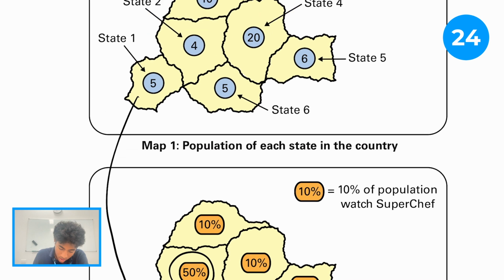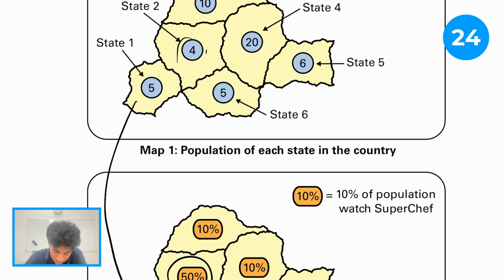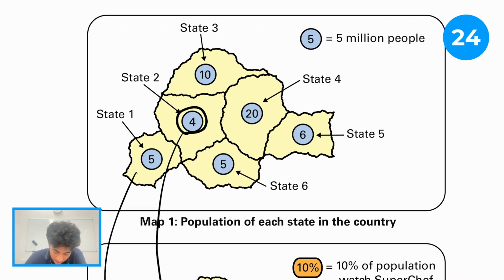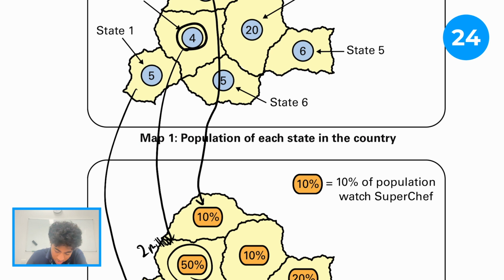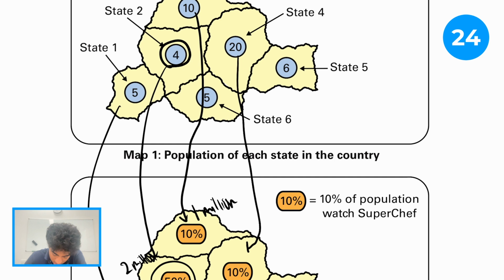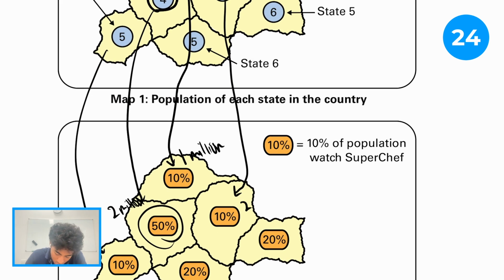Then look at state 2. State 2 has 4 million. And 4 million is 50%. 50% of the 4 million watch Super Chef. That means 2 million watch it here. Then we have state 3. State 3 has 10 million and 10% of them watch Super Chef. That means 1 million must watch it. Then we have state 4. State 4 is 20 million. 10% of 20 million is 2 million.